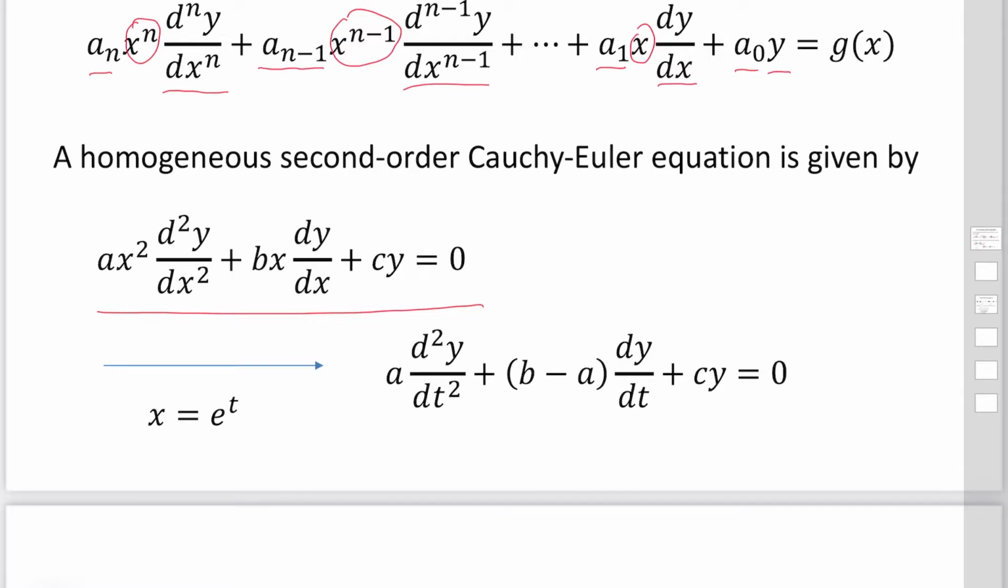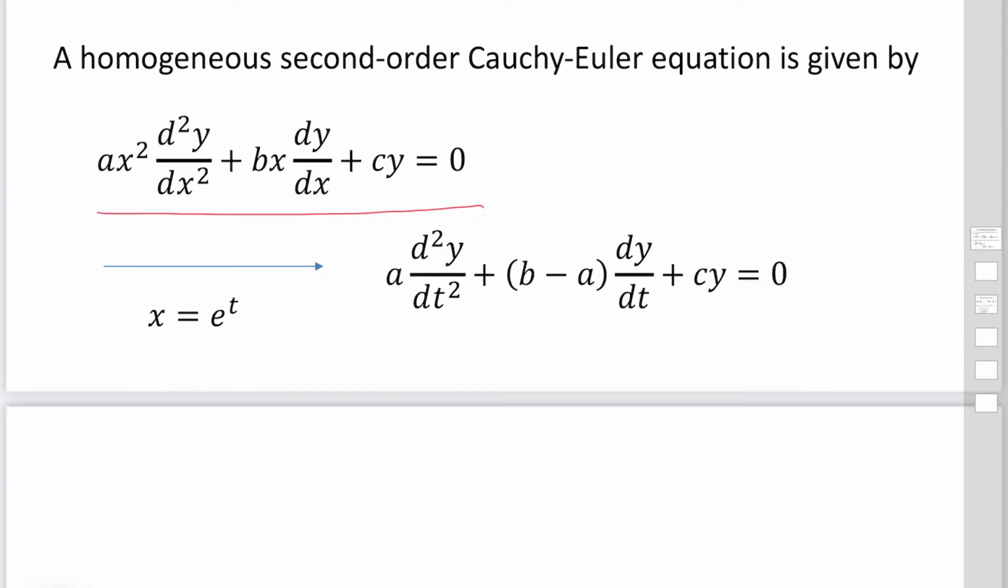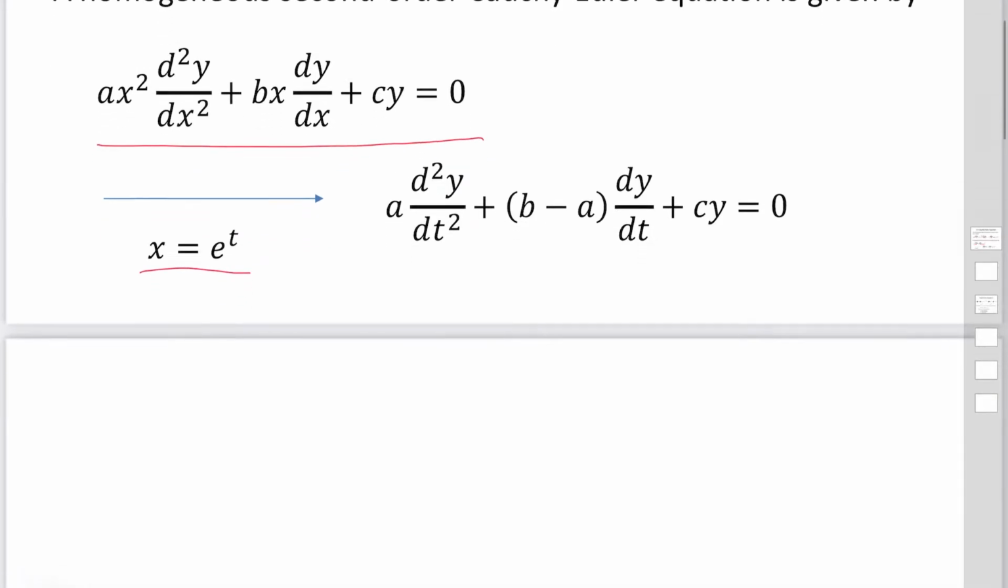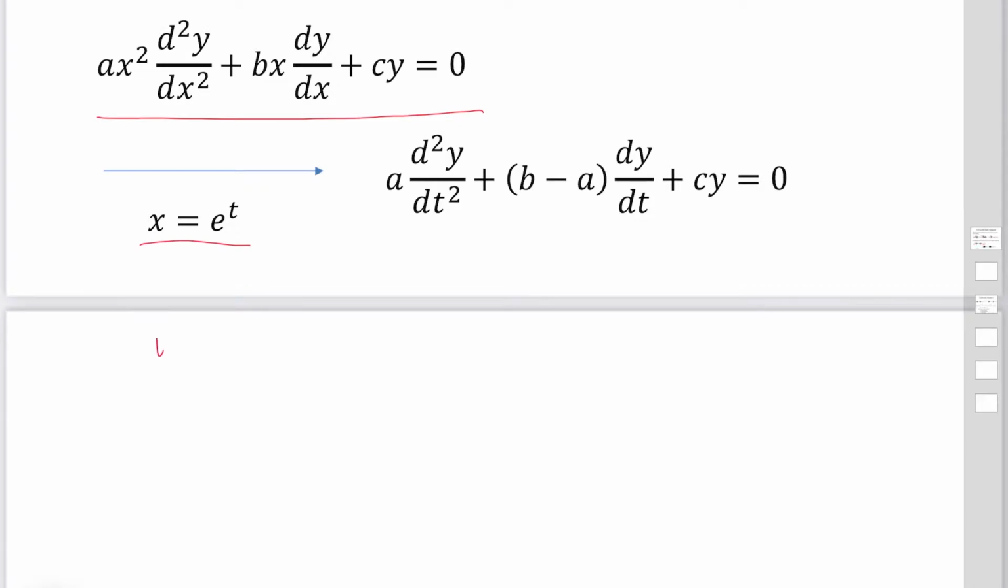Then this equation is transformed into a second order differential equation with constants a, b, c by changing the variable from x to t using x equals exponential t. So this means t is expressed as log x, and dt/dx becomes 1 over x.